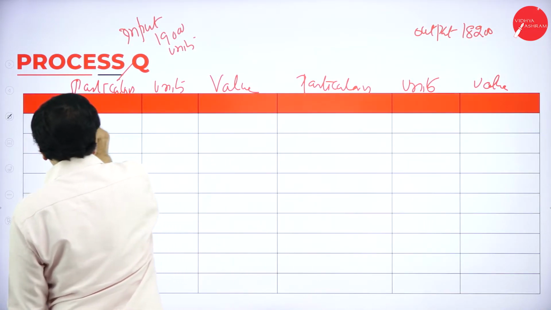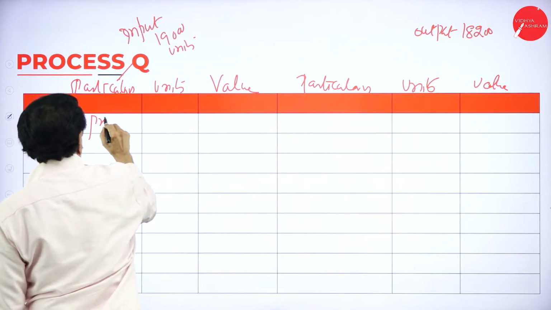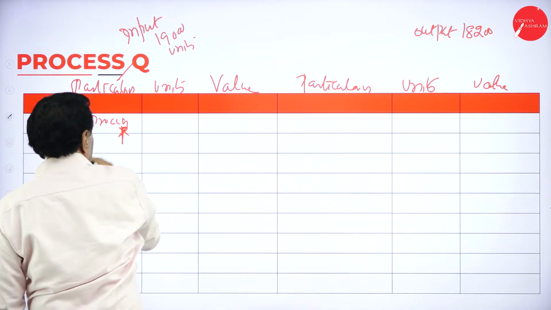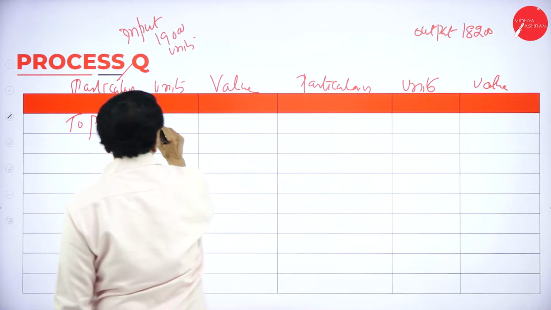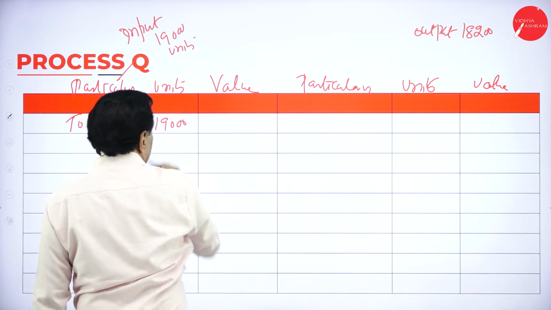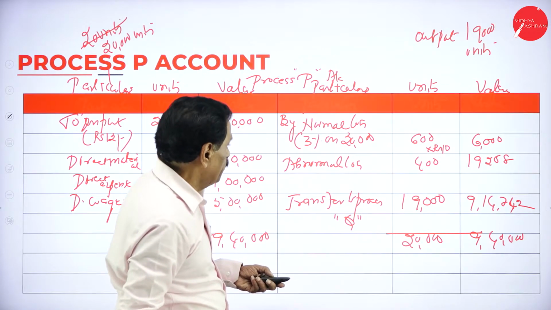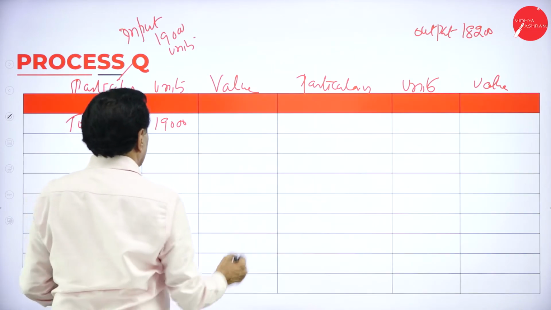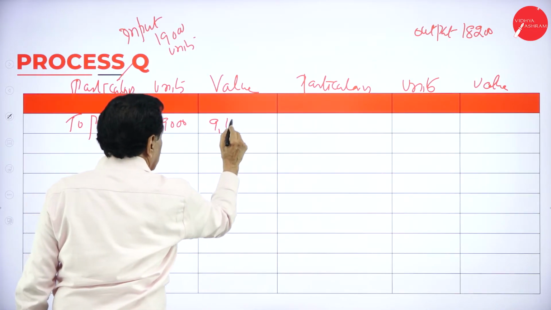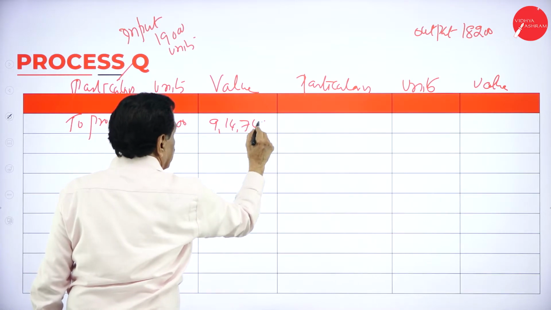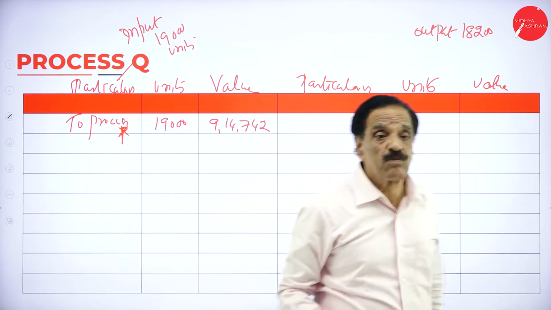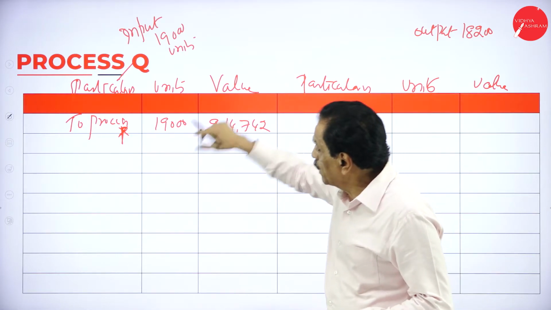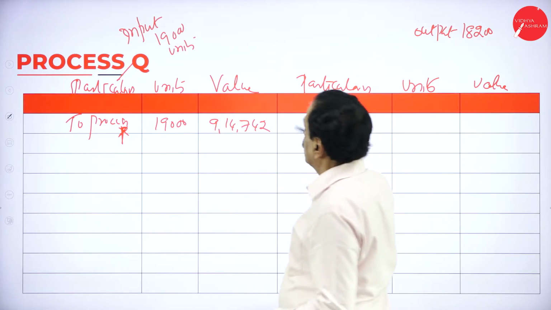To process X, transfer entry, process P. How many units? 19,000 units. What's the value? 9,14,742. 9,14,742 is the value. This goes to process P, has been transferred to here. This is Q.